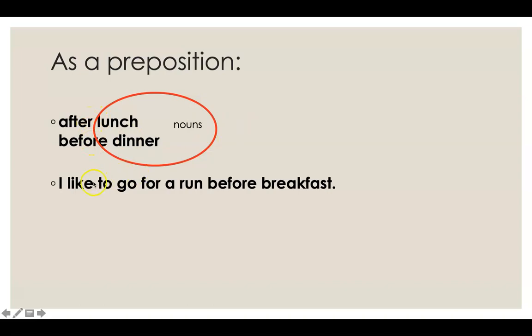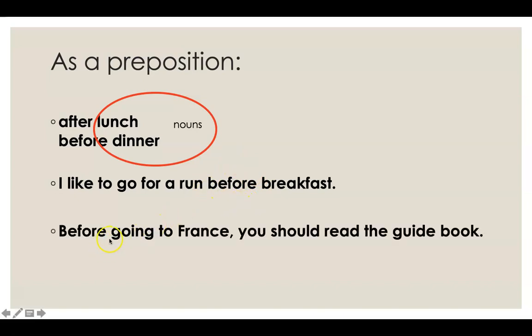Here comes another example. I like to go for a run before breakfast. So before here is used as a preposition again. Before going to France, you should read the guidebook. Before here is used as a preposition. Before something, like the noun phrase here, going to France.